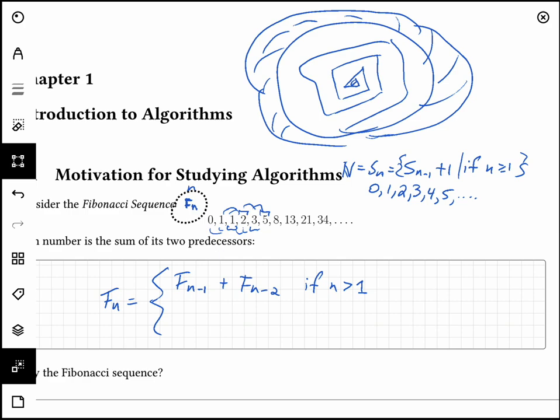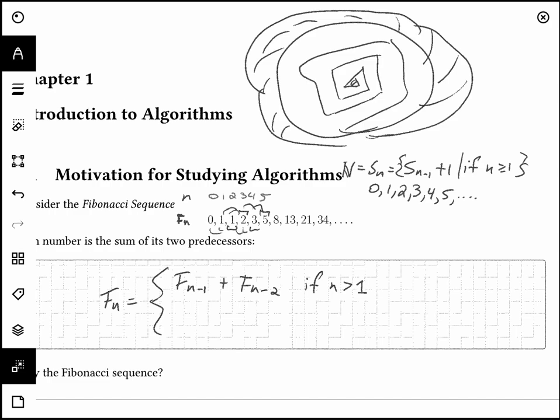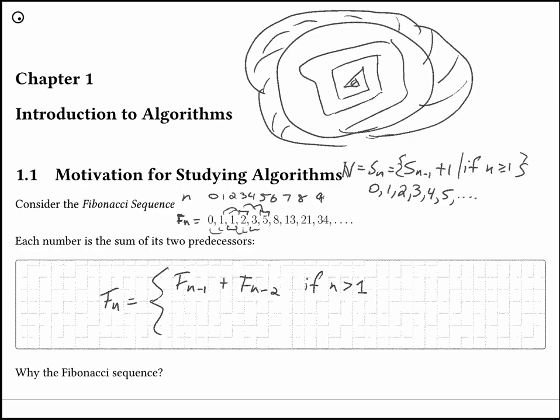If we have this as a table, this is your index. Hopefully that matches up. Okay, so it's greater than one. And then we have to have our base cases.